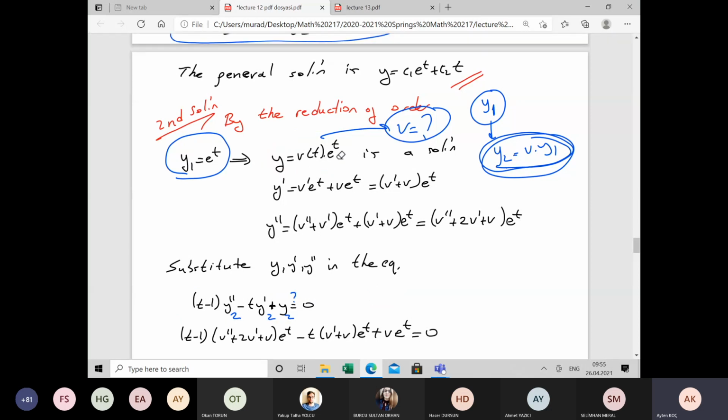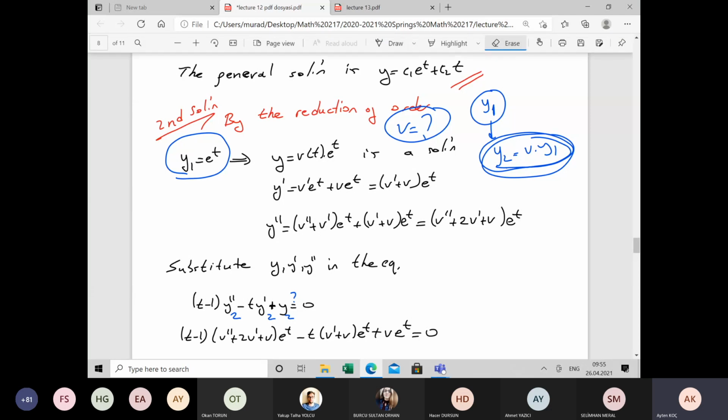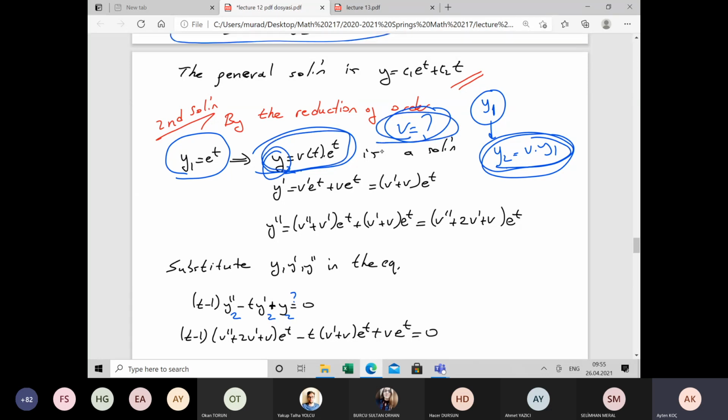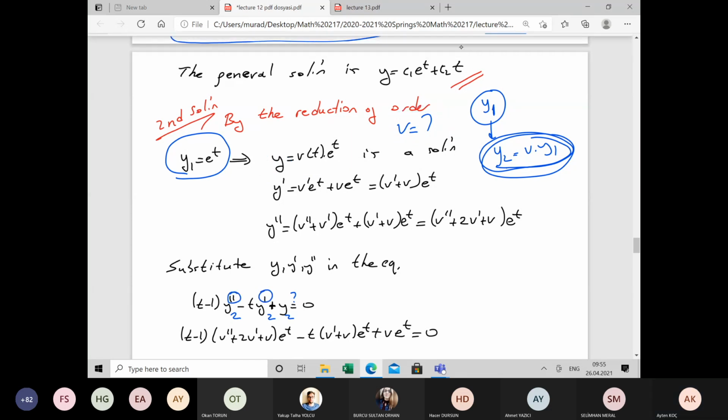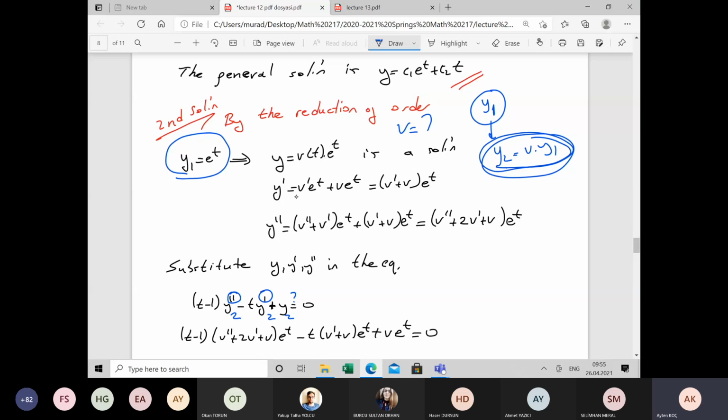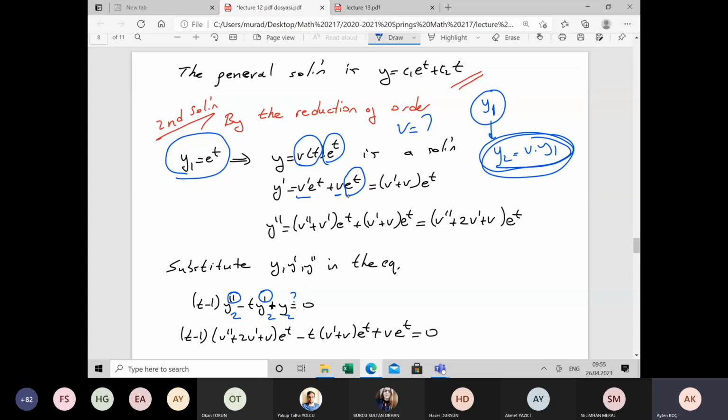Our aim is to find the v here. Y sub 2, this one, is y equals v times e to the t. Our aim is to find v. This one is a solution and satisfies the equation, so you have to compute y double prime and y prime. What is y prime? The derivative with respect to t is a product: the derivative of the first one times the second one, plus the first one times the derivative of the second one, e to the t. So we obtain this one.